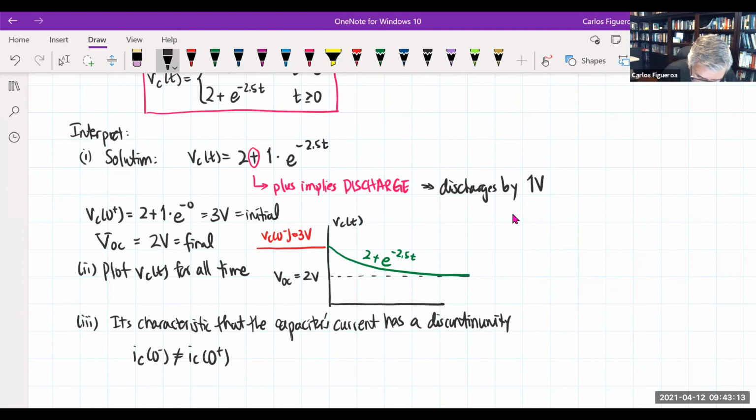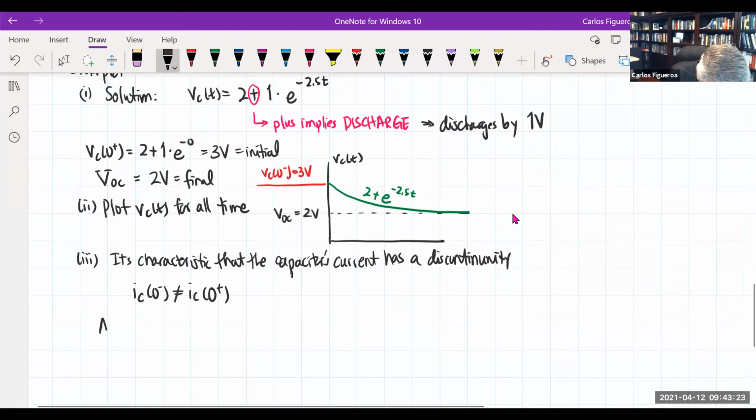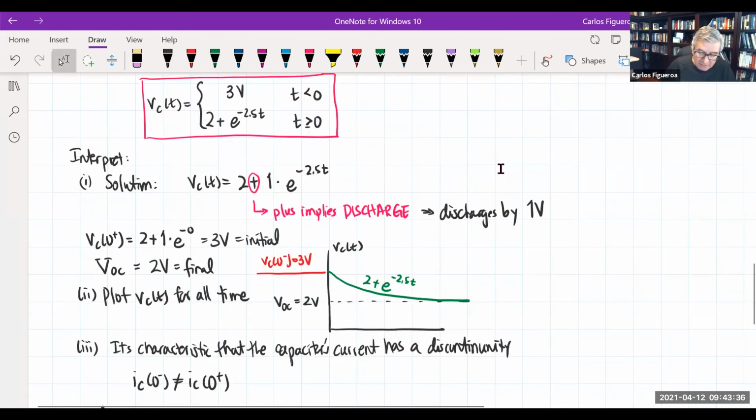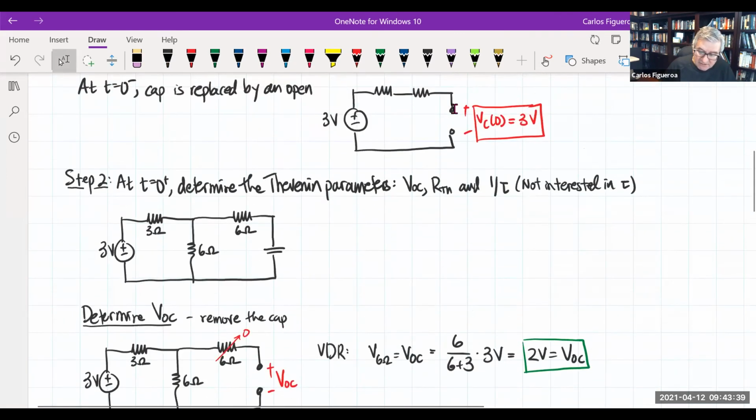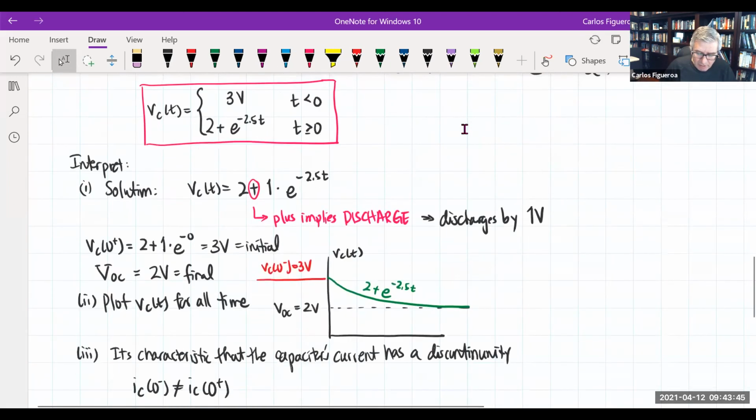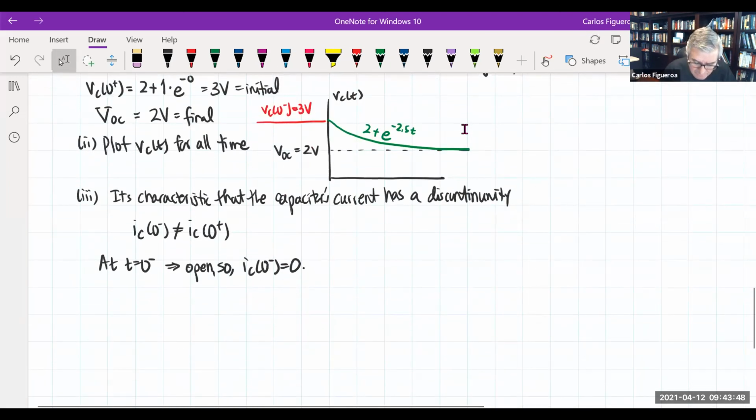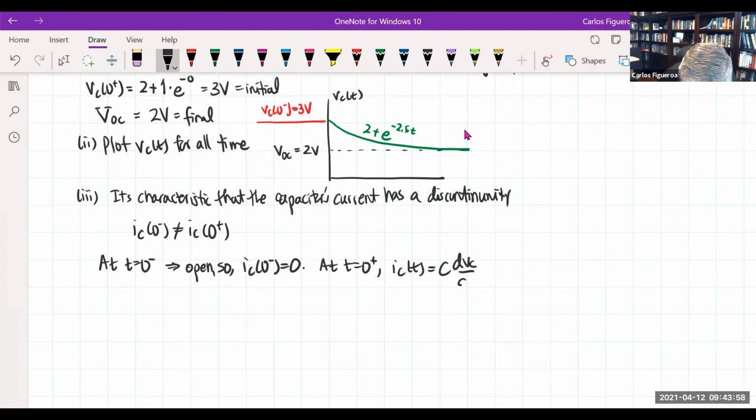So what do we know here? At t equal to 0 minus, we clearly have an open. So IC of 0 minus is clearly 0. Look at the circuit. At 0 minus, this thing's an open. Of course, the current of the capacitor is 0. But as soon as the switch is thrown, that is not the case. At t equal to 0 plus, IC of t is equal to C dV dt.